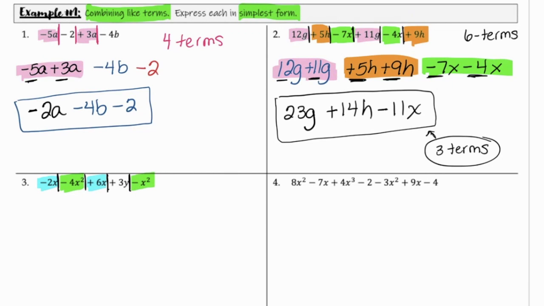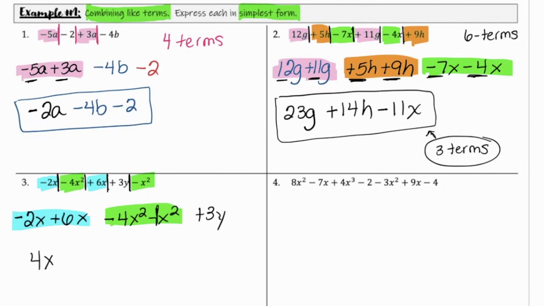And I'm going to rewrite them, putting my like terms together. Let's put the X's together first. I'm going to put my X squares after. And I'm going to drop down that positive 3y. So now let's combine. We have negative 2x plus 6x gives us 4x. Negative 4x squared minus 1x squared. Don't forget there's an invisible one there. Negative 5x squared plus 3y.